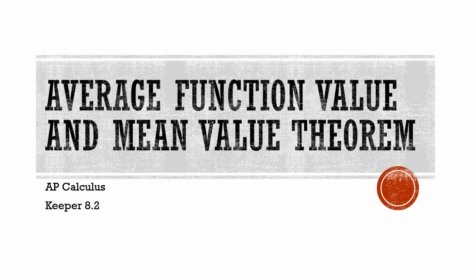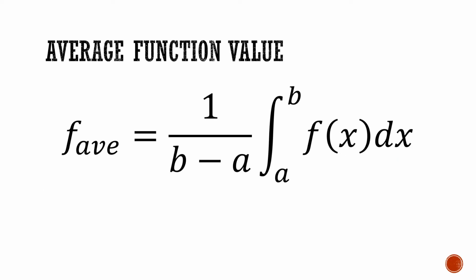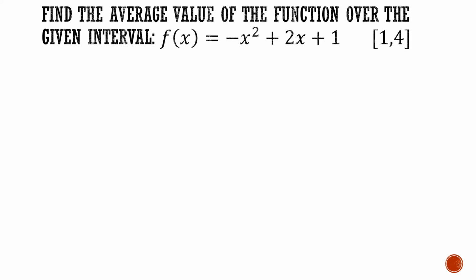All right, today we have Keeper 8.2, average function value and mean value theorem. So to start, we're going to start with our average function value. A lot of times you'll see that abbreviated as your f ave or your f average. And that function is given by 1 over b minus a times the integral from a to b of f of x dx.